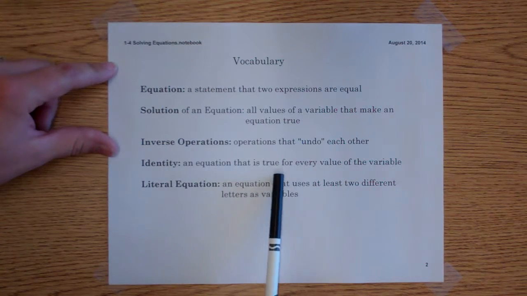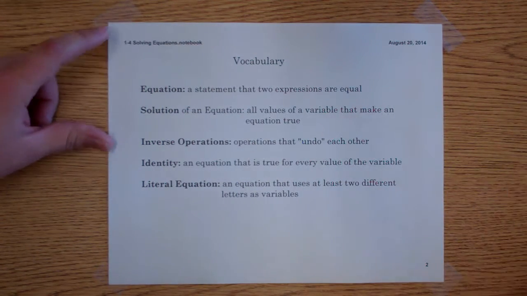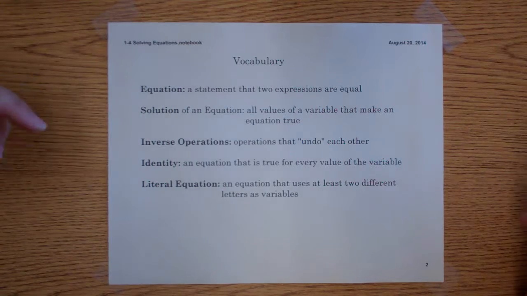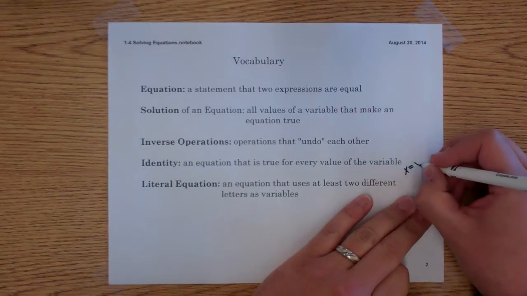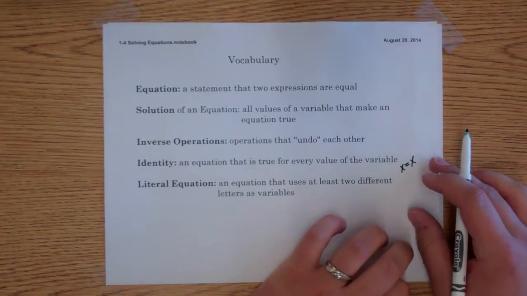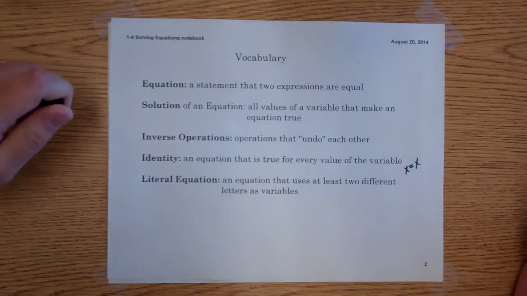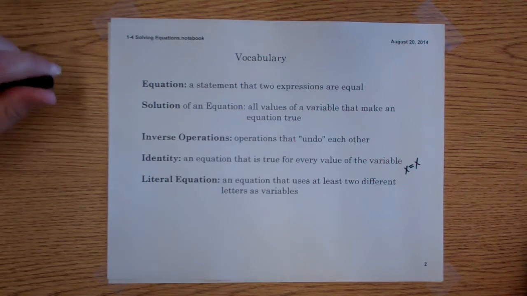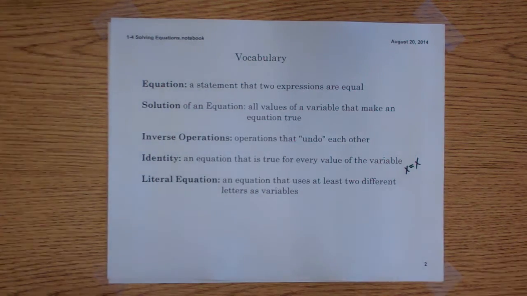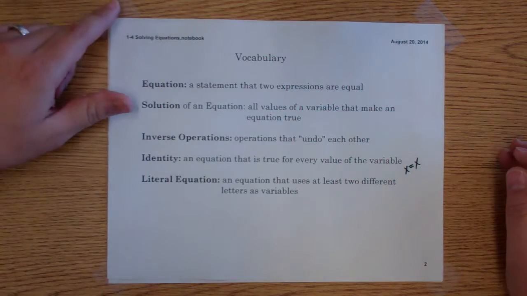Identity, an equation that is true for every value of the variable. Something like x equals x would be an identity, because regardless of what you put in for x, it's going to be equal. And then a literal equation is an equation that uses at least two different letters as variables. So basically, an equation with two variables or more.